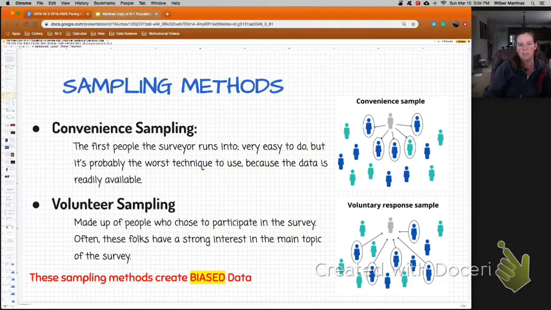So again, it says here, often these folks have a strong interest in the main topic of the survey. So notice the arrows in this one. We have our surveyor, and notice the arrows are going the other way. They're going to the surveyor rather than the other way. So people are volunteering to take his survey, and he's not getting a very good response from the entire population that he's surveying.